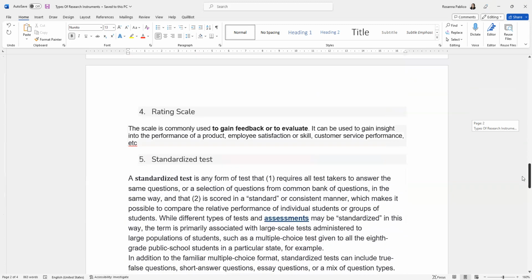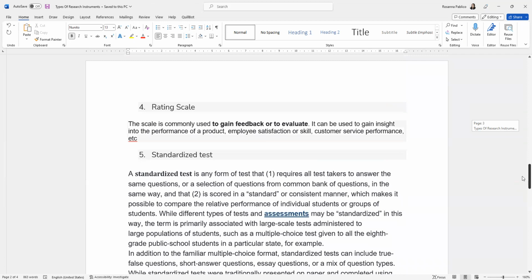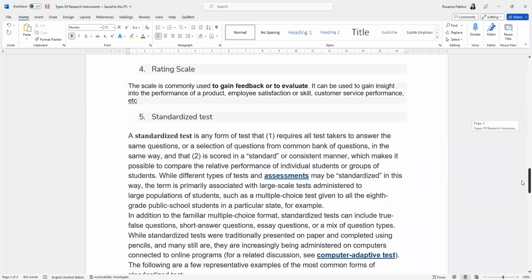Okay, rating scale. The scale or rating scale is commonly used to gather or to gain feedback or to evaluate. It can be used to gain insight into the performance of a product, employee satisfaction, or skill, customer service performance. Okay, if your research is about evaluation, then ang gagamitin mo is rating scale. Okay, so next is standardized test.